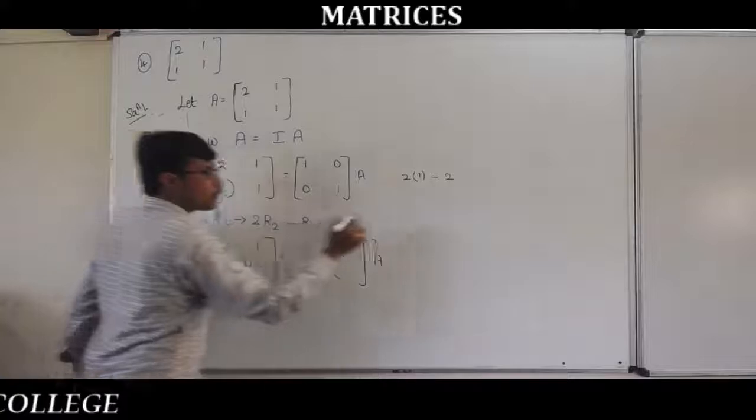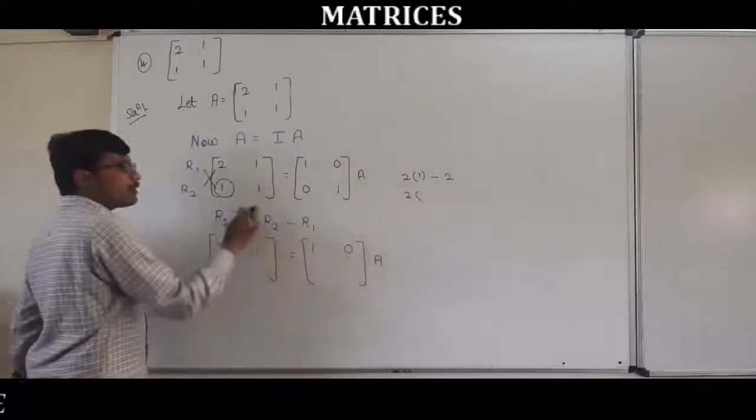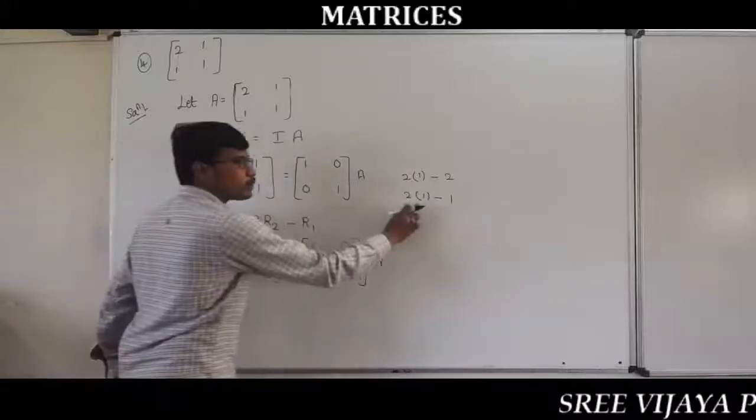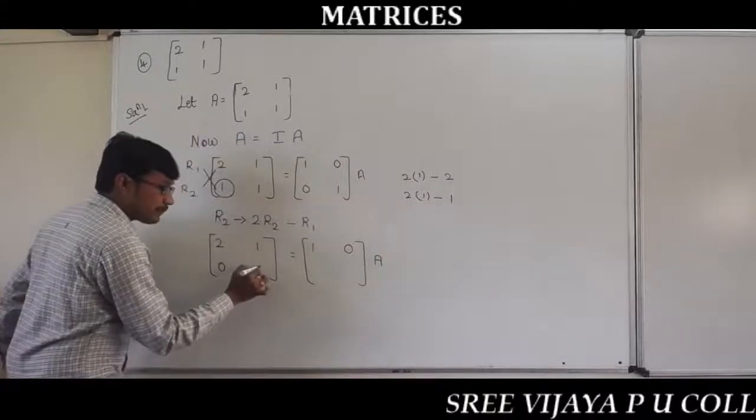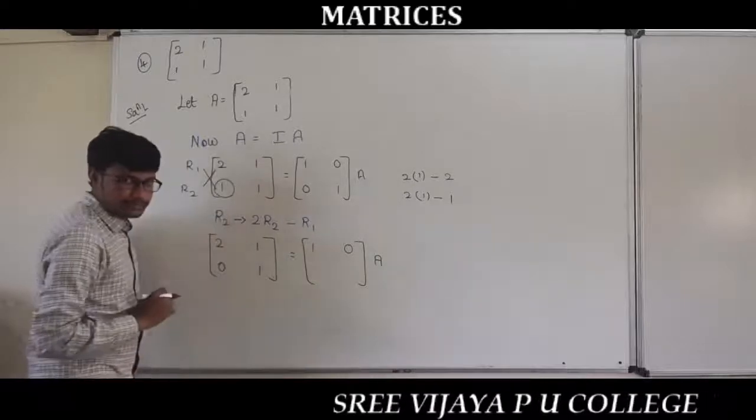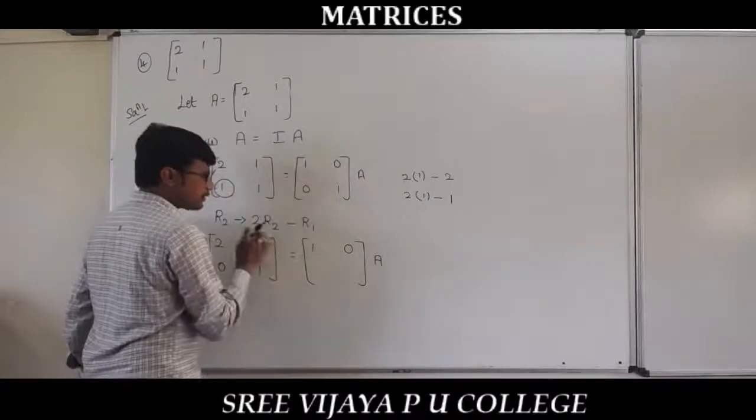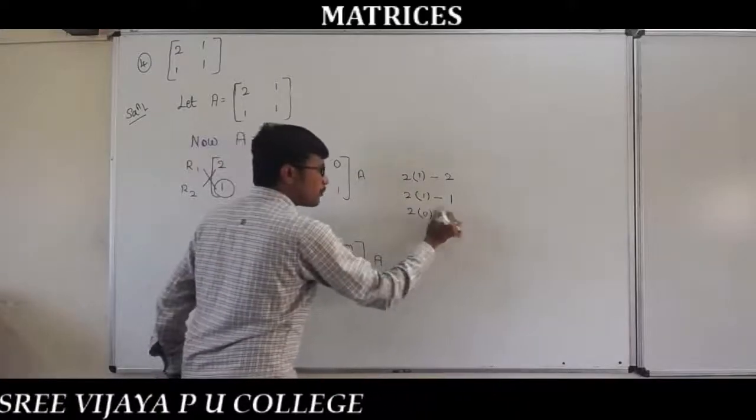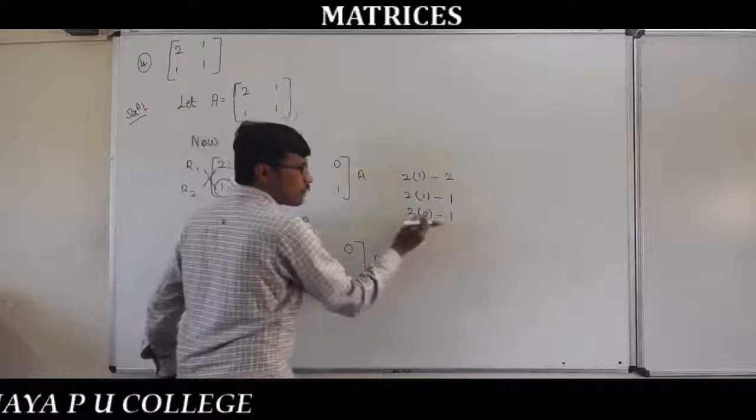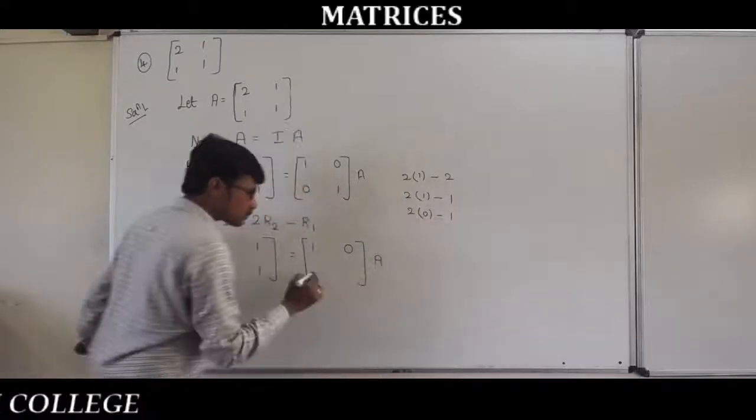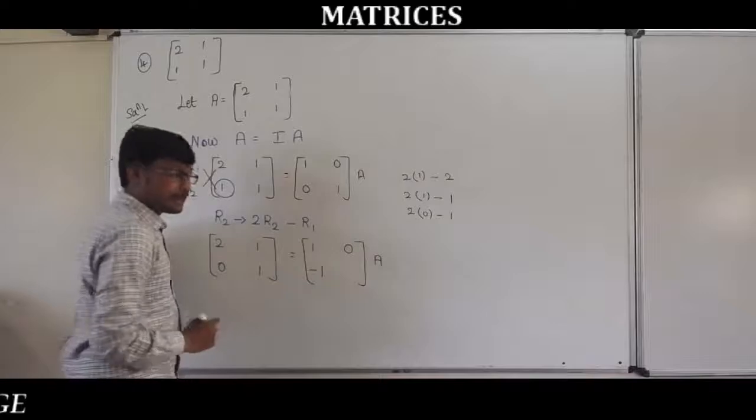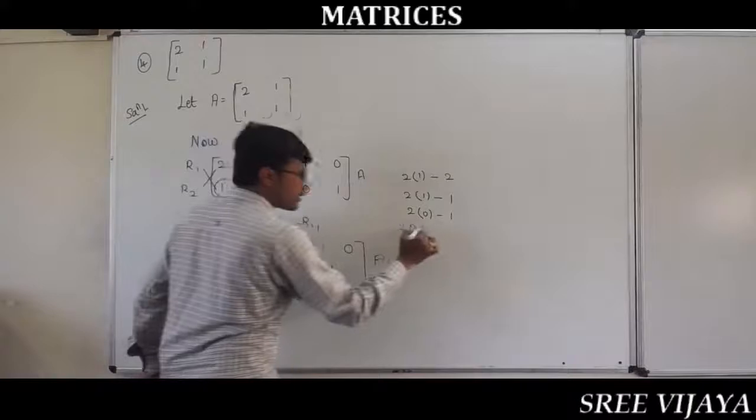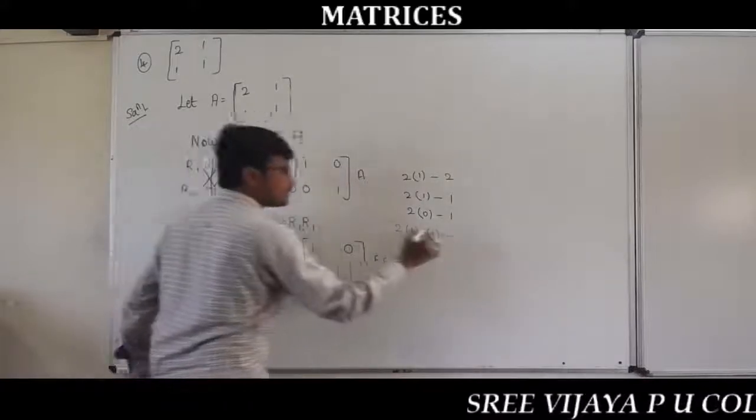So the next step, 2 into, again the R2 element is 1. Corresponding R1 element is 1. 2 into 1 is 2. 2 minus 1 is 1. Next, twice R2 is 0 minus R1 is 1. 2 into 0 is 0. 0 minus 1 is minus 1. Next, twice R2 is 1 minus R1 is 0.